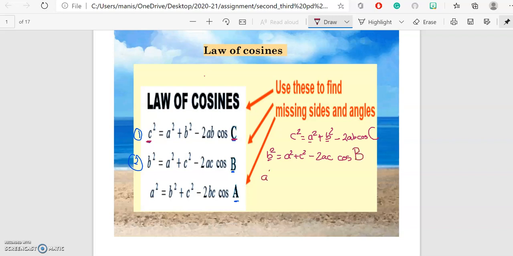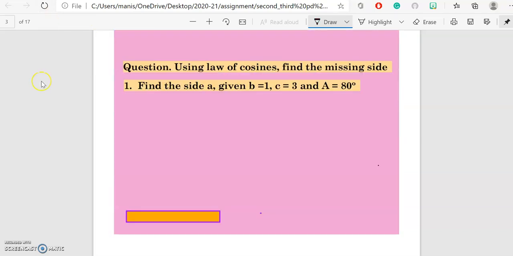The third formula is a squared. Now what is left in this? We have b squared plus c squared. You will take the minus 2 and the same two letters, bc, and write cosine of what we are finding in this. We are finding uppercase letter A. So this is how we get the formulas for the law of cosines. You can start with the left side and make your own formula based on the letters over here.